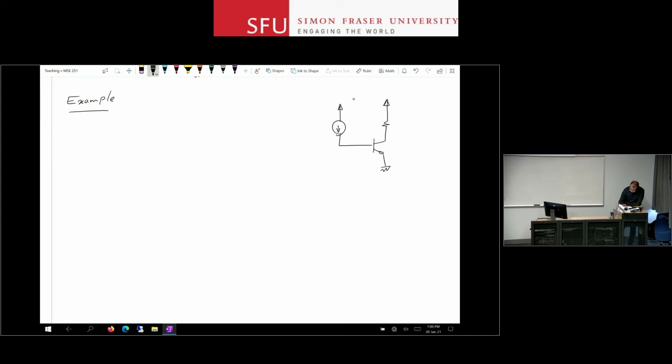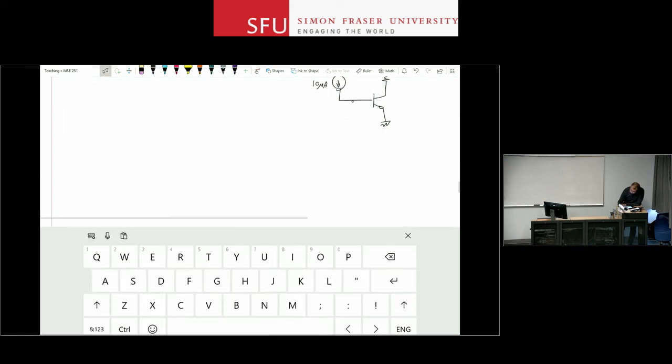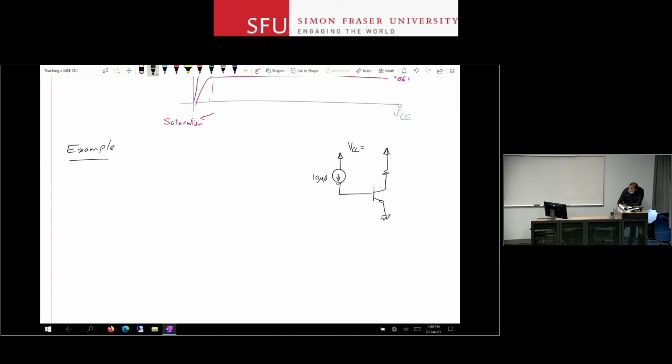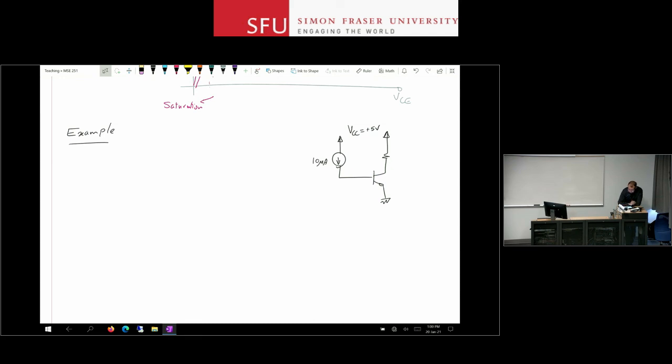So the base is connected to a current source whose value is 10 microamps. I have biased this transistor using a power supply voltage of 5 volts. Notice the notation that I'm using. I do not create the loops and rails anymore. I just show that sign and label it 5 volts. This RC is 3 kilo ohms.